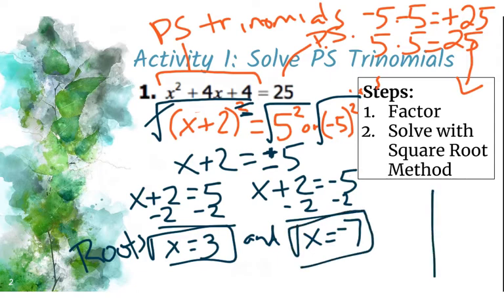So if you were to graph it, and I'm just going to do a little sketch, where x is negative 7 and where x is a positive 3, you should have a quadratic that goes through the x-axis at those particular places. So you can always check your work. There are so many ways to check your work, so take advantage of that.